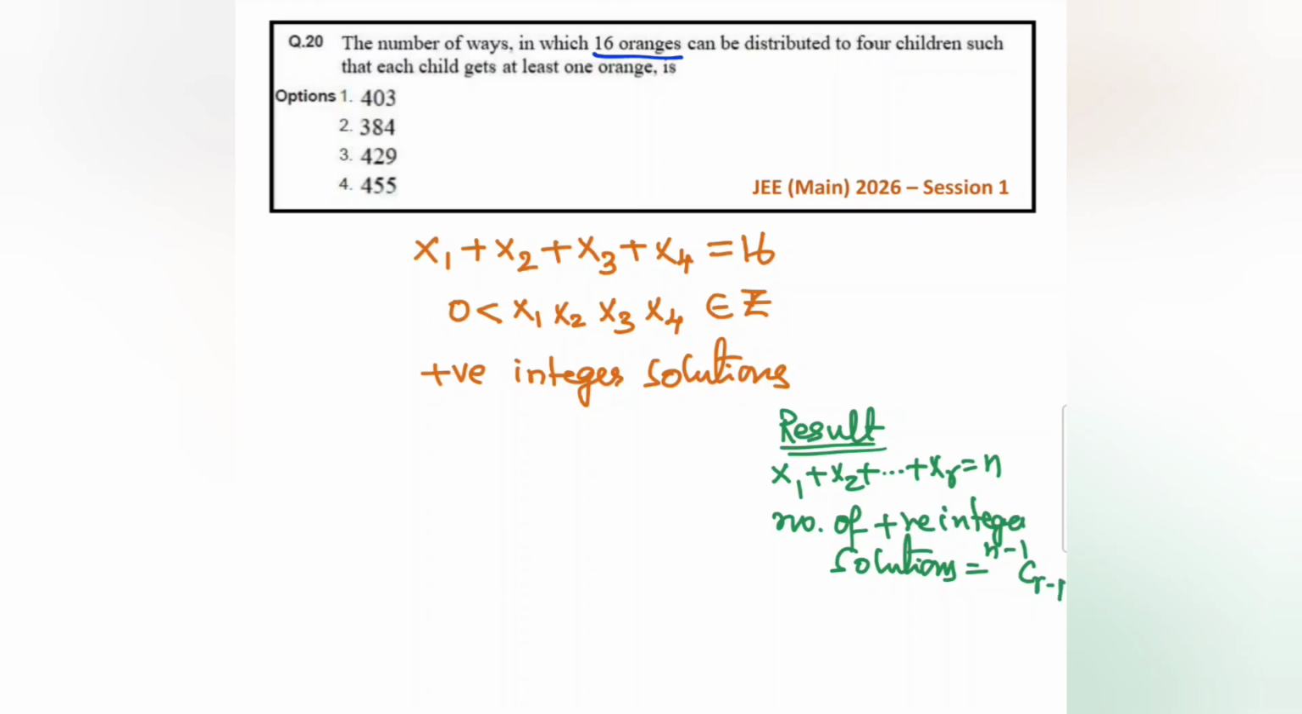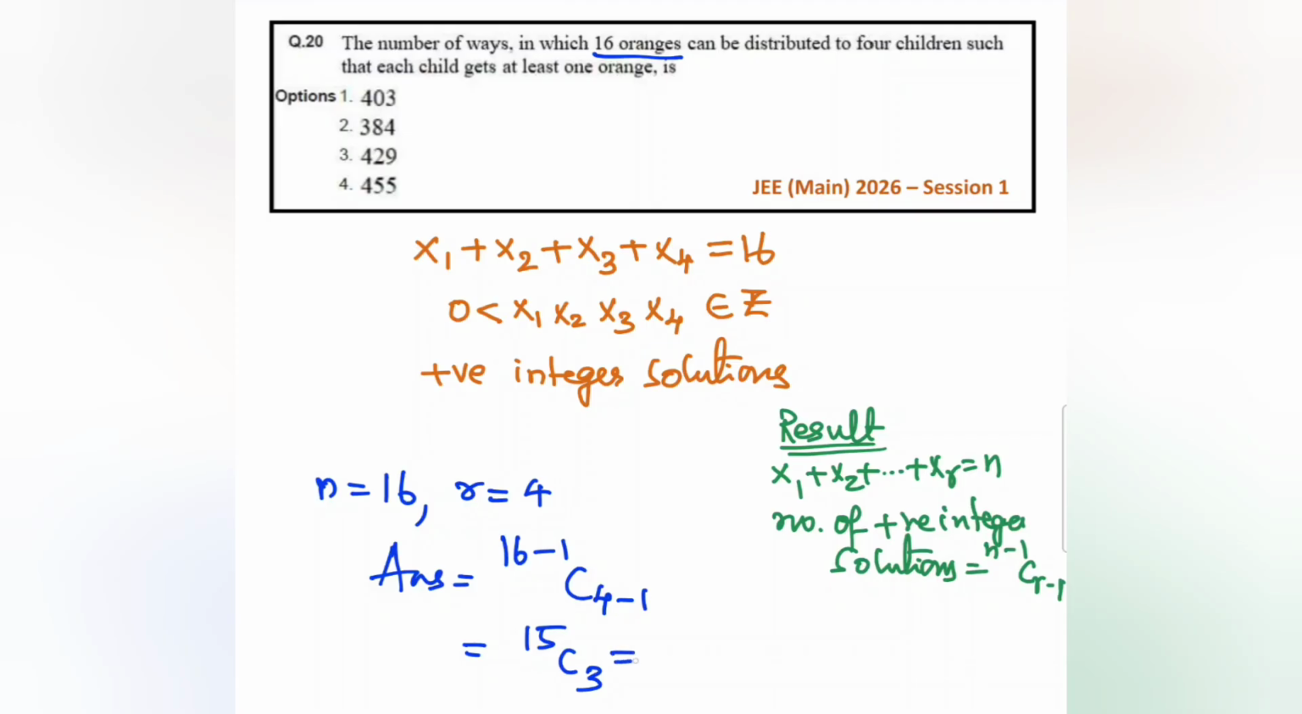So here please remember, n is equal to 16 and r is equal to 4. Therefore the answer is nothing but 16 minus 1 C 4 minus 1, which is equal to 15 C 3. This is nothing but 15 into 14 into 13 by 1 into 2 into 3, which is equal to 455. So answer is 455.